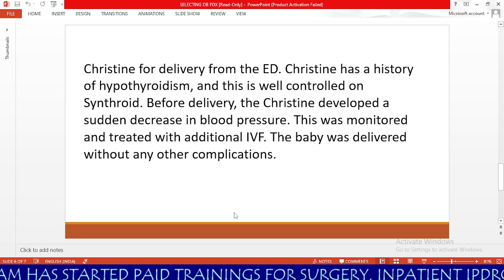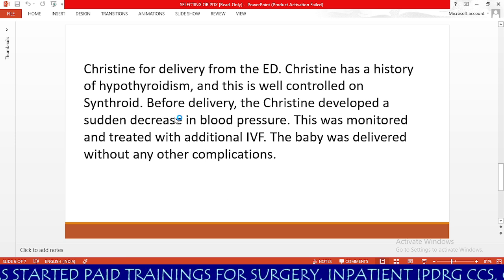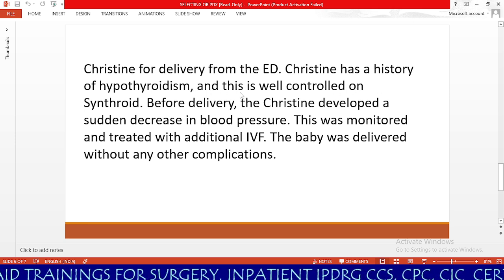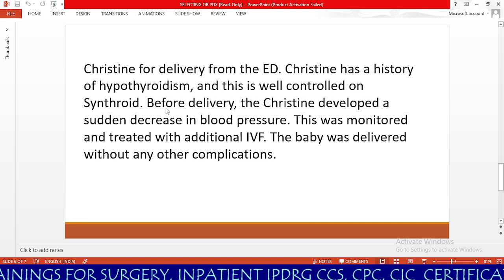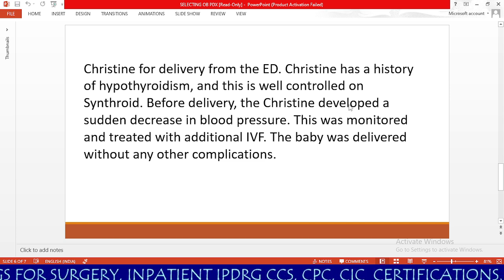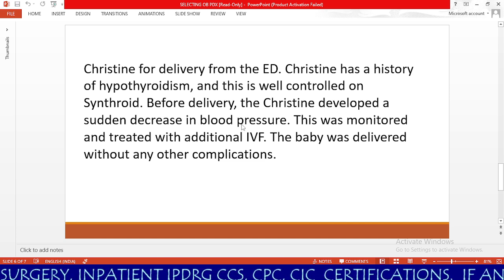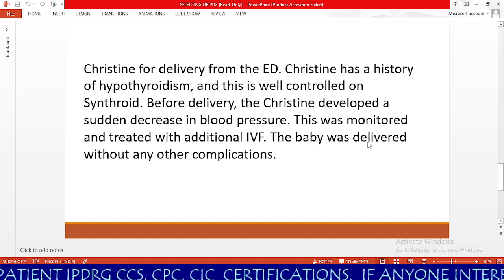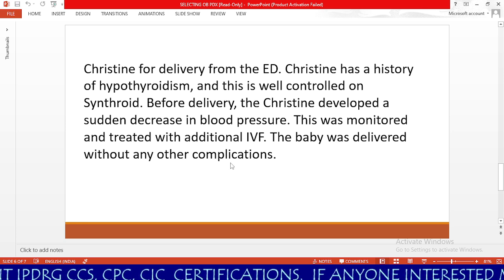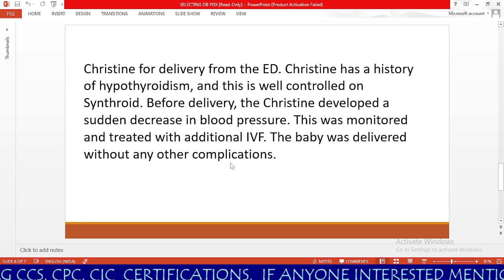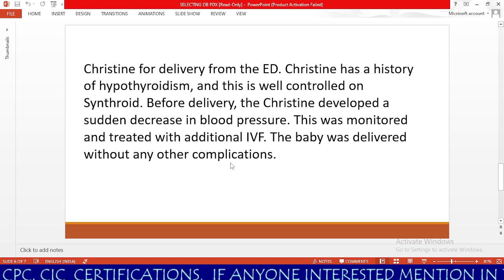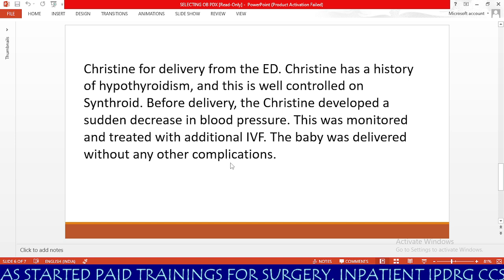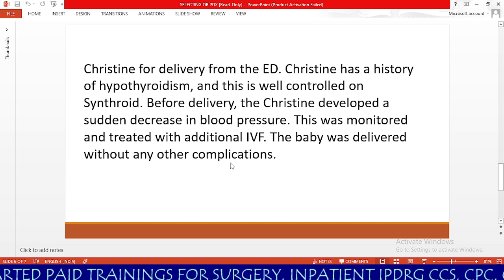Next, the fourth scenario. Christine is admitted for delivery from the ED. Christine has a history of hypothyroidism and this is well controlled on Synthroid. Before delivery, Christine developed a sudden decrease in blood pressure. This was monitored and treated with additional IV fluids. The baby was delivered without any other complication. In this scenario, now we will learn how to select the PDX. Here the PDX will be pregnancy complicated by hypothyroidism.